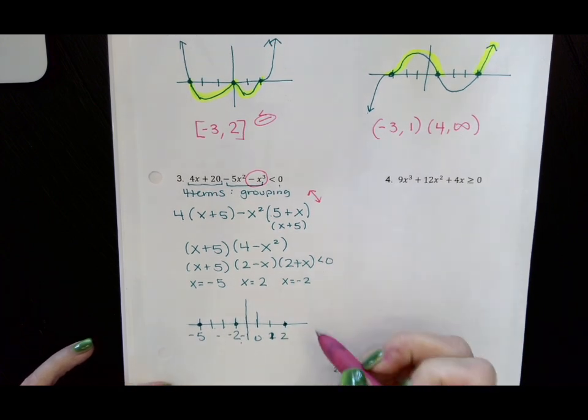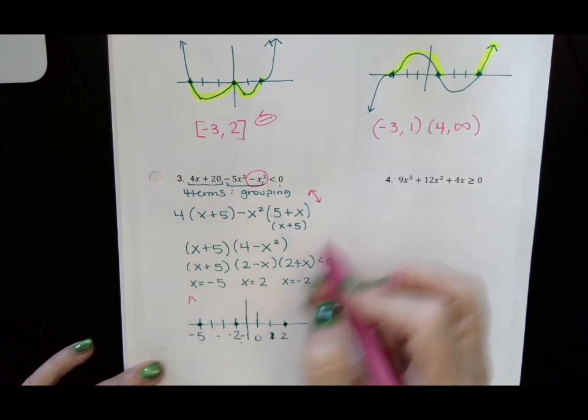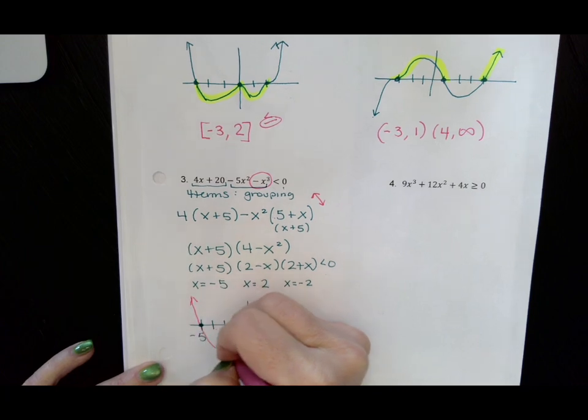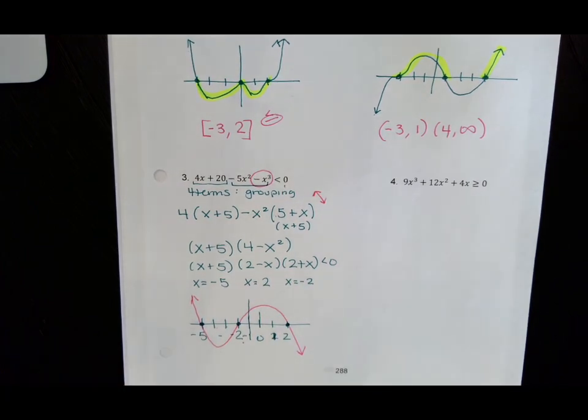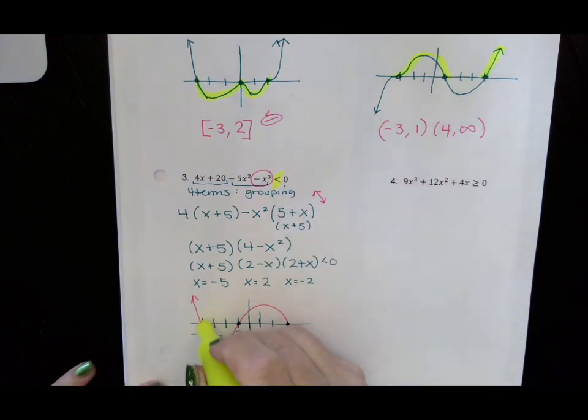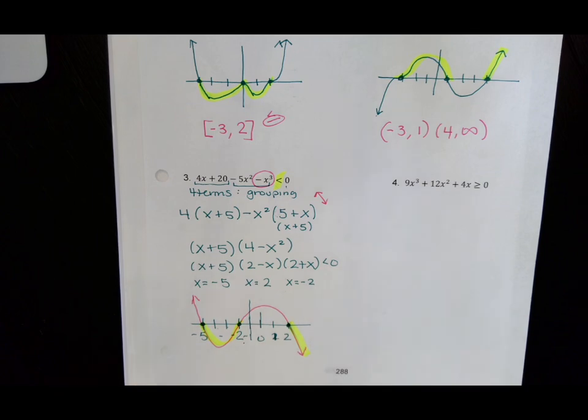They're all multiplicity of 1. So remember, I start up, down. So I'm going to go through, through, through, and I end up with this. All right, so what do I want? I want everything that is less than 0. So this is less than 0, and this is less than 0.